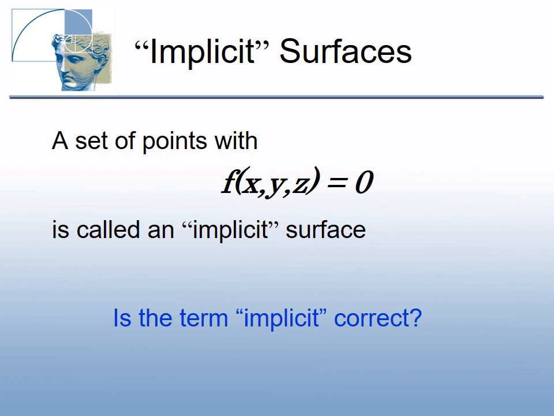Let us make a step one dimension higher from implicit curves to implicit surfaces. Consider a continuous function f of point coordinates in three-dimensional space. The equation f equals 0 defines a so-called implicit surface, which is a two-dimensional shape in three-dimensional space. There is a question on whether the term implicit is correct. We will consider it further.